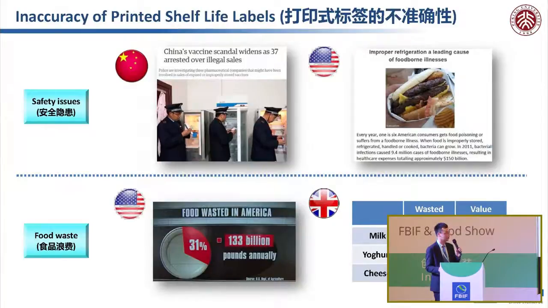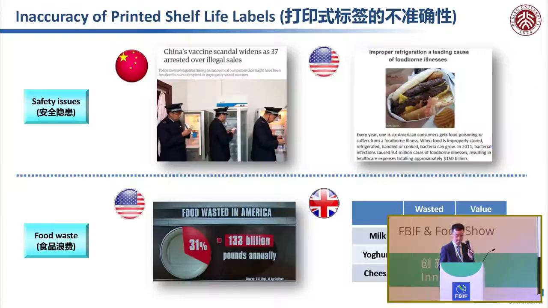So the inaccuracy of the printed shelf life labels can lead to some problems like safety issues. For example, the recent vaccine scandal in China. And we know the vaccines in question had been unduly exposed to some dangerously high temperatures, which compromised their validity. And similar problems can also be found everywhere in the world. And another problem with the inaccuracy of the printed shelf lives is food waste.